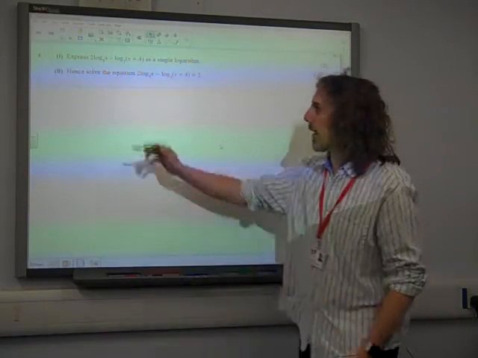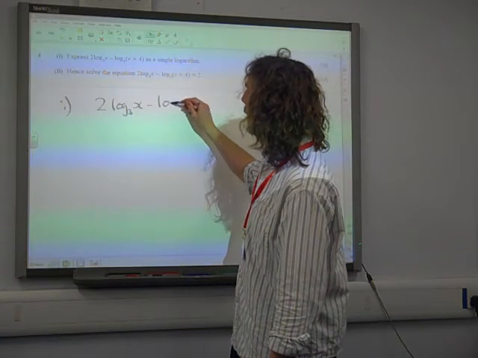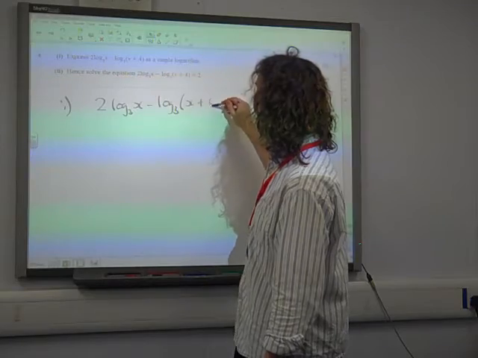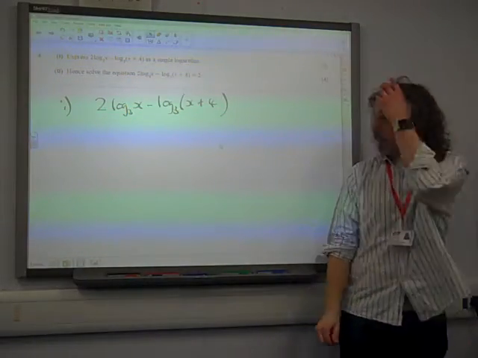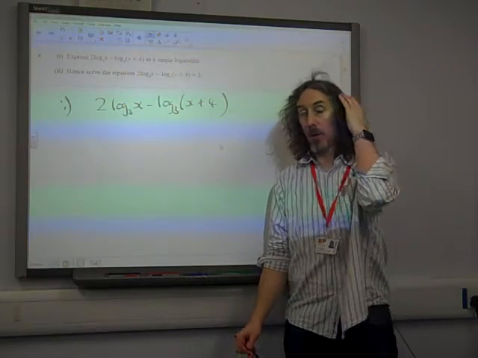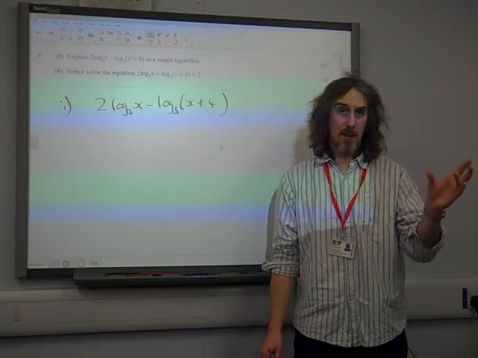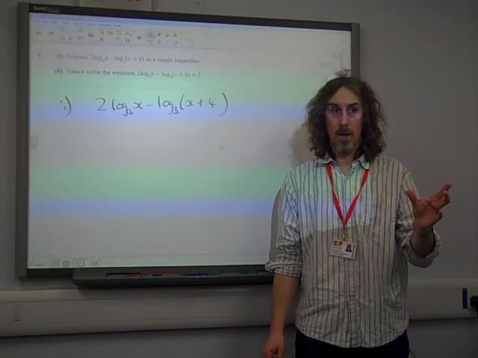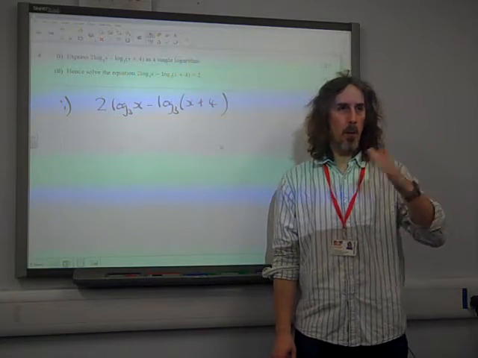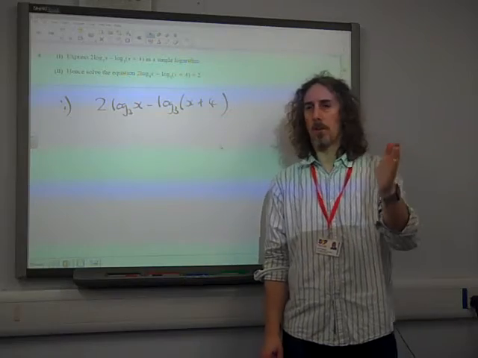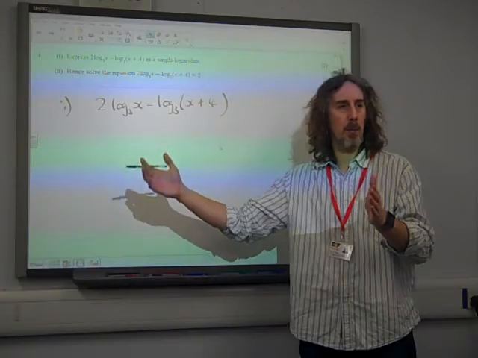Question 4, the logs question. Express 2 log base 3 of x minus log base 3 of x plus 4 as a single logarithm. Okay, so we've got to apply some of our laws of logarithms at some point. Remember the laws of logarithms, the adding and subtracting ones, require you to have the same coefficient in front, preferably 1. We write them on our poster as 1 log base a of x plus 1 log base a of y is log base a of xy.